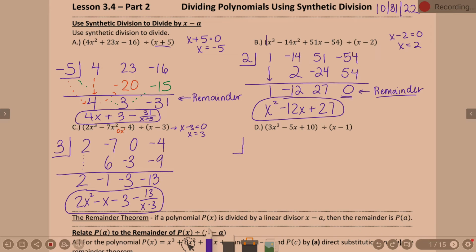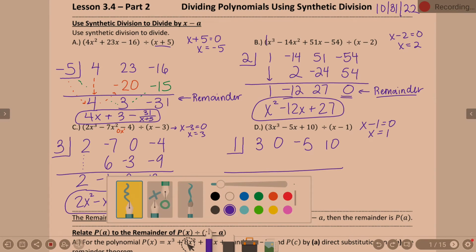What goes in the box on D? Positive 1. Opposite the number, right? If it's x minus 1, we're going to use x equals 1. What's my row of numbers that go next to my 1? 3, 0, negative 5, 10. And it's a 0 because I've got x, so I've got a 0x squared I've got to pretend is there.